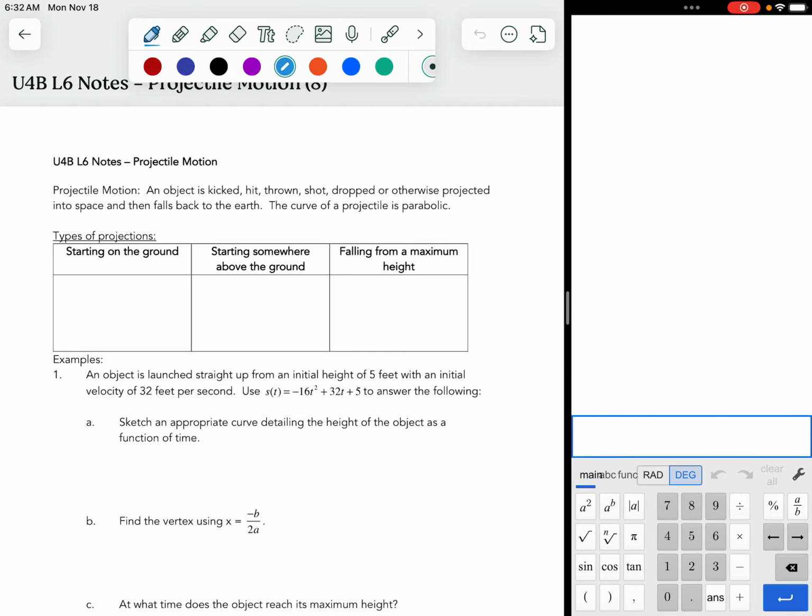All right, guys, we're going to talk about projectile motion. So this is what we talked about last week, but now we're actually putting the math to it. Projectile motion is when you maybe kick something, hit something, throw it, shoot it up in the air, drop it, or just project something into space and then it has to come back down. So that curve, like we talked about last week, will always be a parabola.